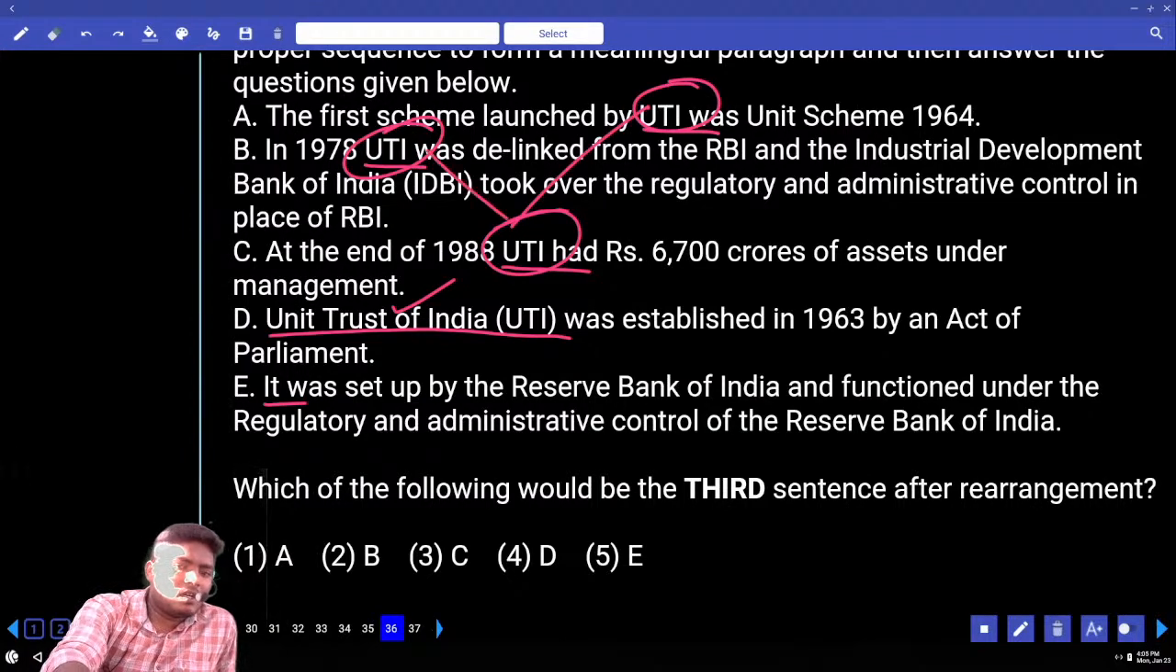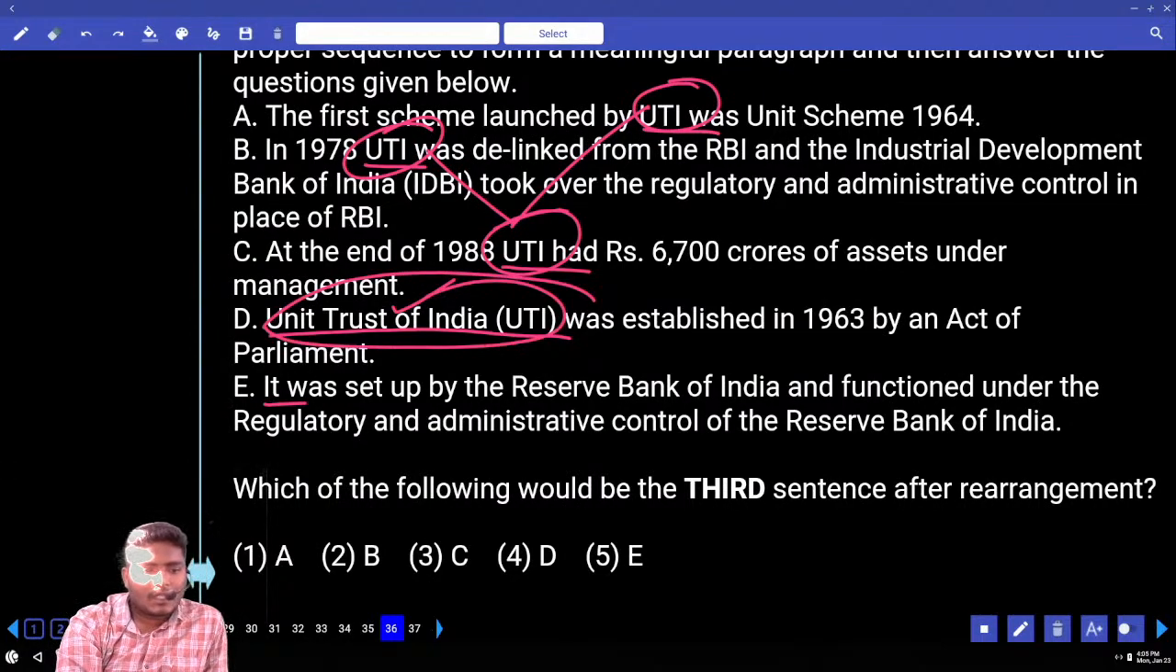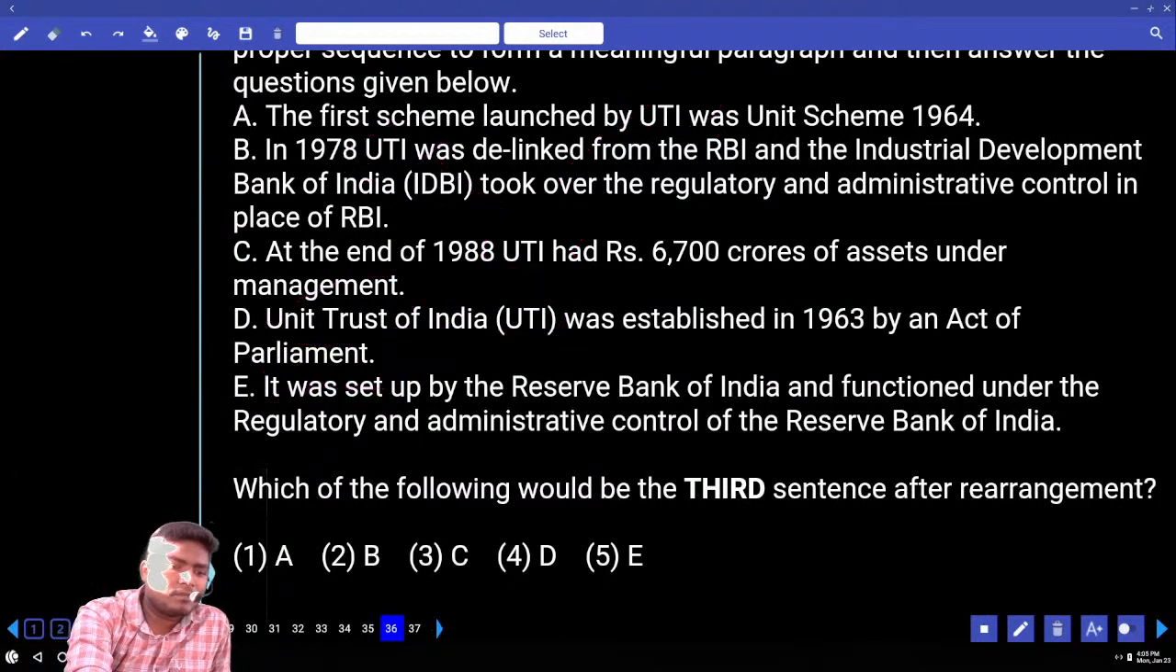These three are abbreviation short forms, right? And what is D here? The full form. Coming to E, E is starting with what here? It. It refers to Unit Trust of India. That is a pronoun. Of course, E cannot be used in the beginning. Directly you can eliminate E.